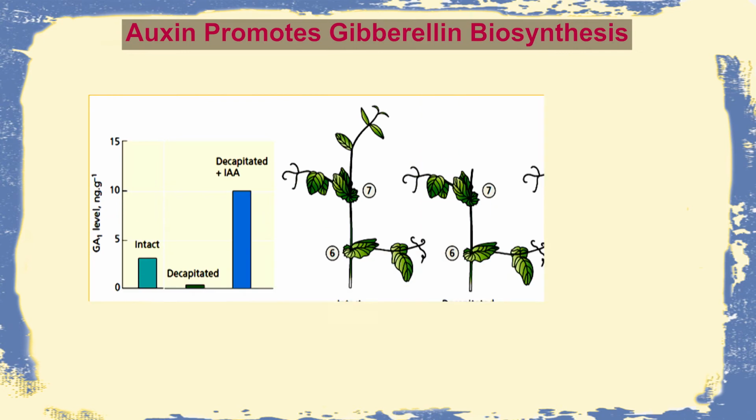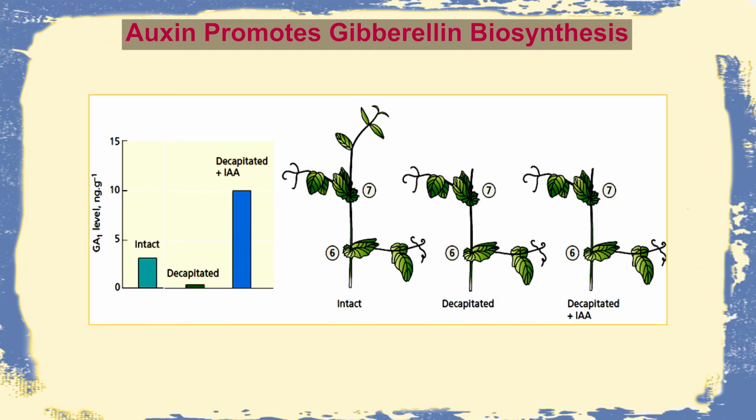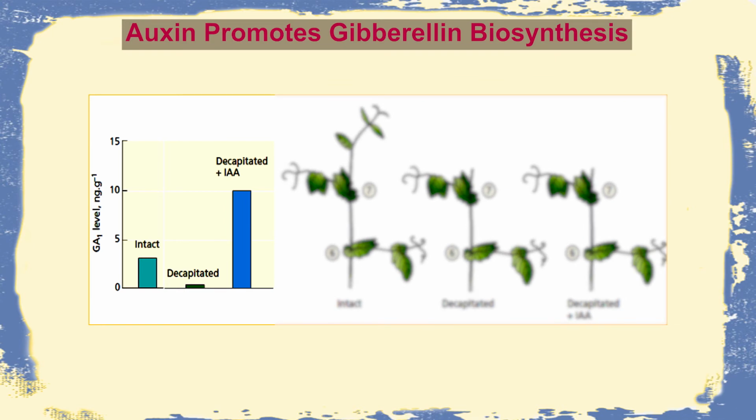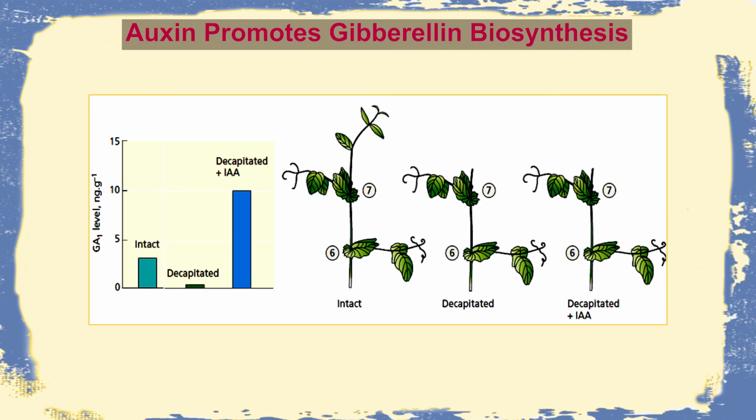Another plant hormone, that is auxin, plays a very important role to regulate the level of bioactive gibberellin in plants. In the left panel, we can see that the gibberellin level rapidly declines after the plant is decapitated. That means the source of auxin is removed. But when we exogenously apply auxin to this, then the gibberellin level goes up very high.